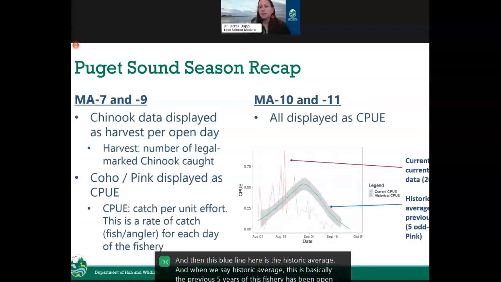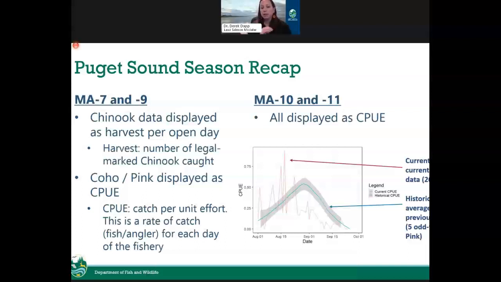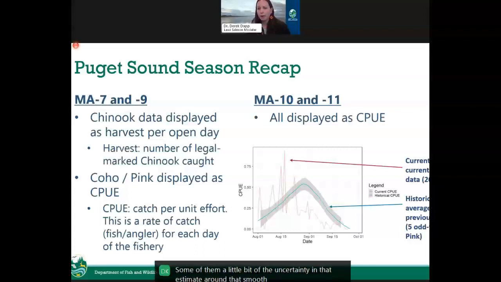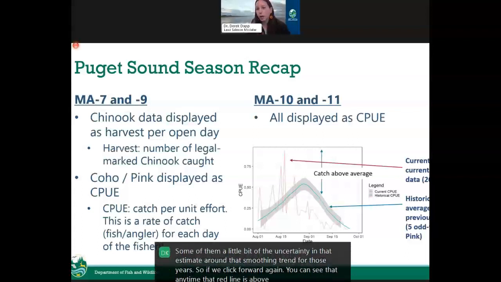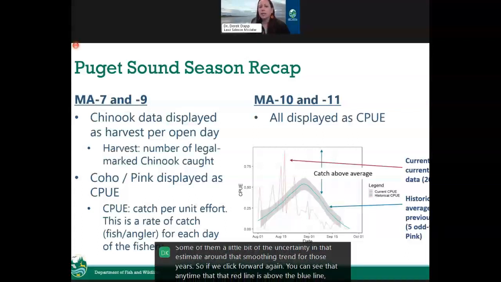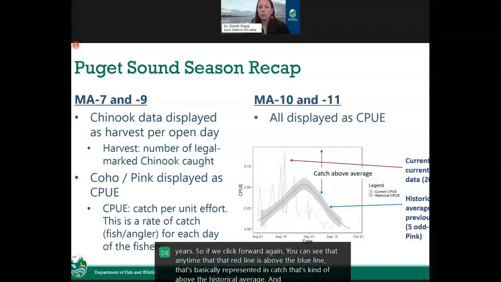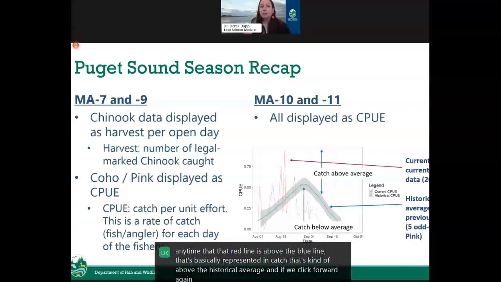And then you can see that this is a smooth trend, and you can see what the red line looks like, and the blue line mirrors that to some degree. The gray shading around that represents a little bit of the uncertainty in that estimate around that smoothing trend for those years. So if we click forward again, you can see that anytime that red line is above the blue line, that's basically representing a catch that's above the historical average. And if we click forward again, anything that's below that line is a catch that's typically below average.